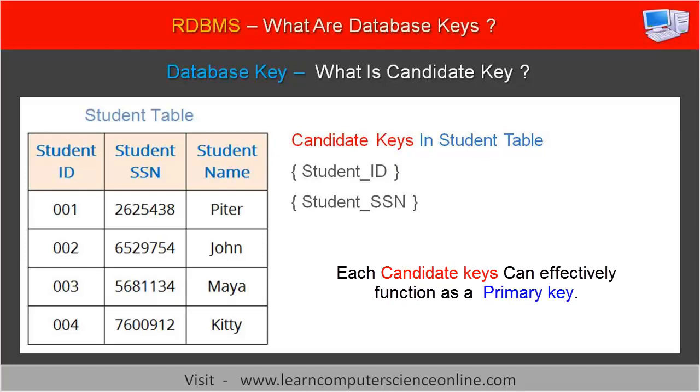Each candidate key can effectively function as a primary key, but the database designers must select only one of the candidate key as a primary key. In other words, we can say that a primary key is always a candidate key and also a superkey, but each candidate key need not be a primary key. Similarly, each candidate key is a super key, but each super key need not be a candidate key.